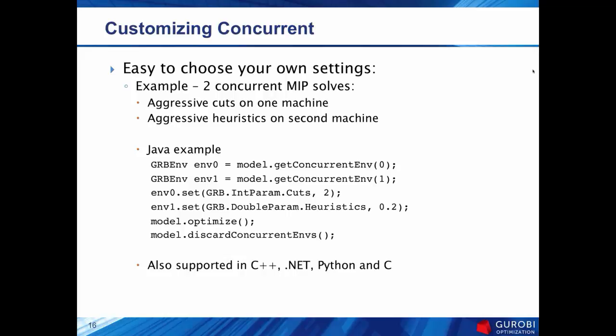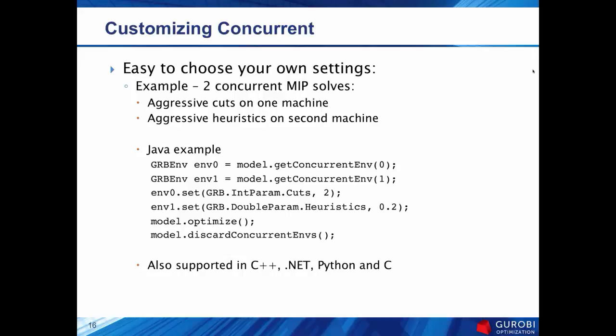And then on env0, I'm going to set the cuts parameter to 2. And on env1, I'm going to set the heuristics parameter to 0.2. I'm then going to optimize. And when I'm done optimizing, I retrieve the solution, but I also can clean things up by discarding the concurrent environments. The nice thing about this code is that it will work the same if I want to do concurrent optimization on a single computer or if I want to do concurrent optimization on two computers.